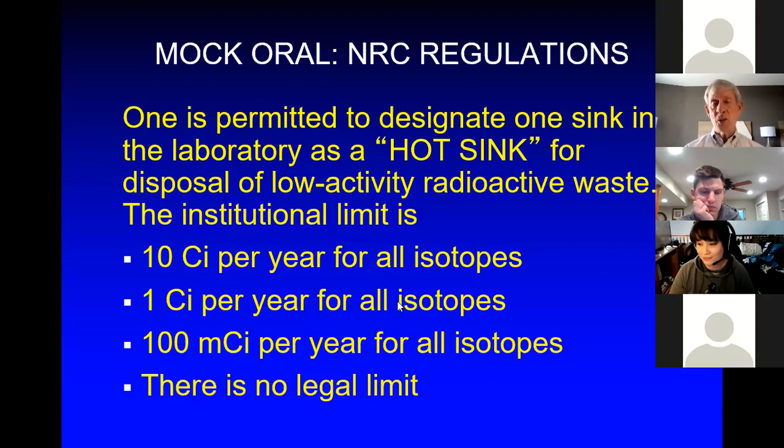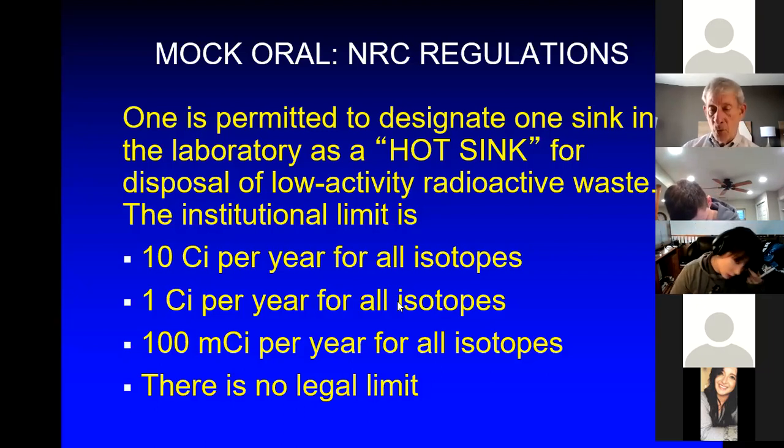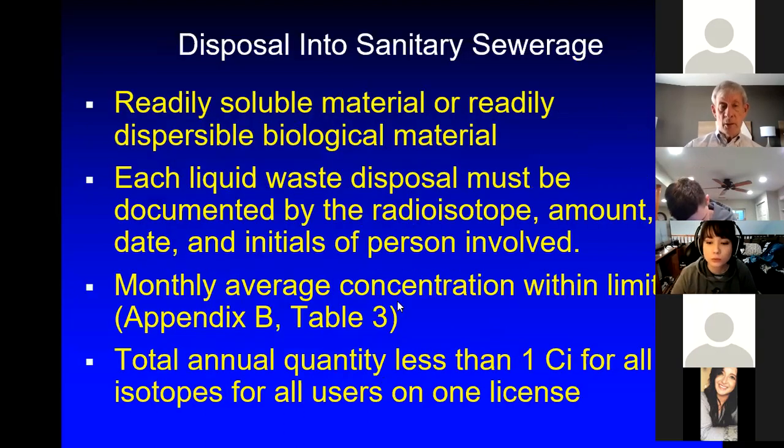So what is that institutional limit? Now, it's a limit for all users on all isotopes under one license. What's the limit? 1 curie. Good. 1 curie per year for all isotopes for all users. There are 2 exceptions to the rule, but they're not medically valuable for imaging, and I'm not even going to confuse you with what they are. So the correct answer is 1 curie per year.